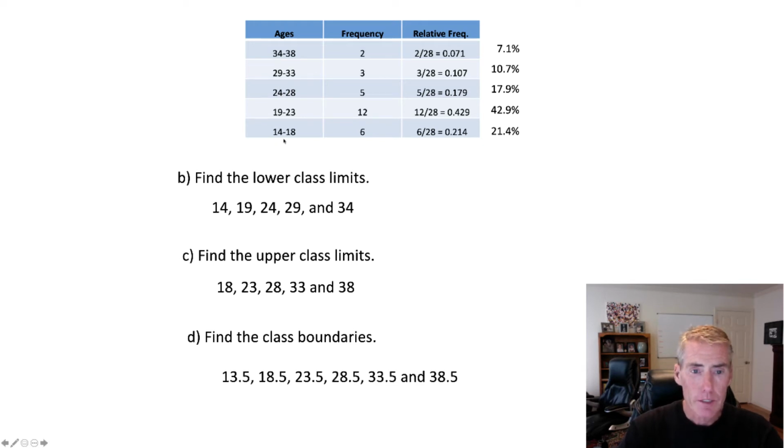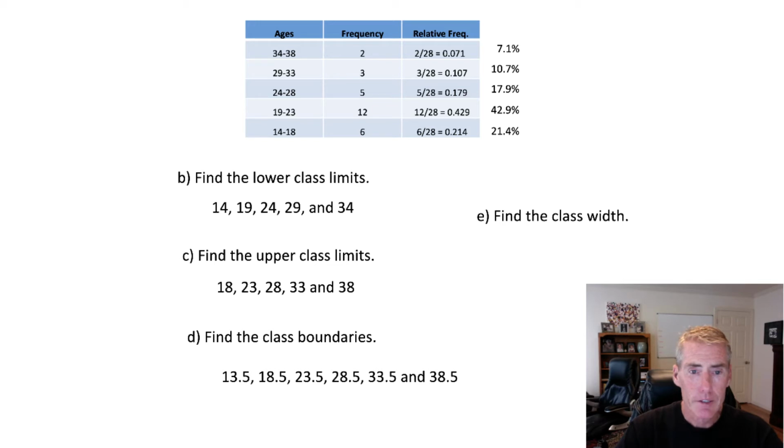Now, you need to have a boundary on each side. So for example, this 14, since we're going by 0.5, just to the left of 14 would be the 13.5. Then here's the 18.5 that separates these two. The next one would be 23.5, separating these two. And then it's eventually going to be 33.5, and then you need to put an extra boundary on this one, 38.5. So those are the class boundaries.